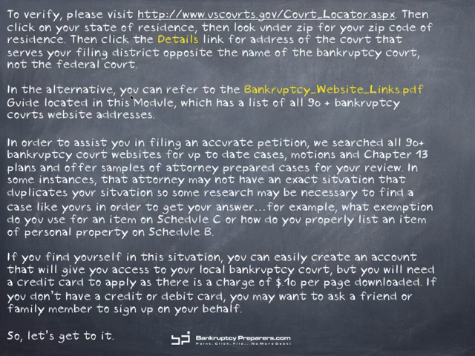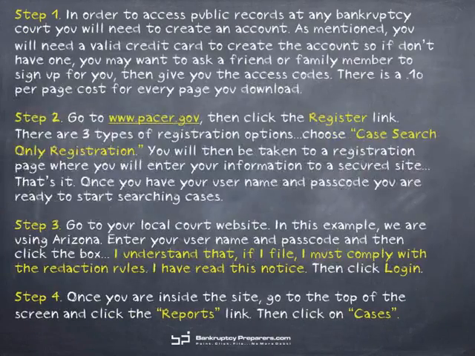So let's get to it, how to do court research. In order to access public records, you'll need to create an account, as I mentioned, and you'll need a credit card. They charge 10 cents a page for every page that you download, so it's very, very cheap. To do so, you'll go to pacer.gov and click on Register.